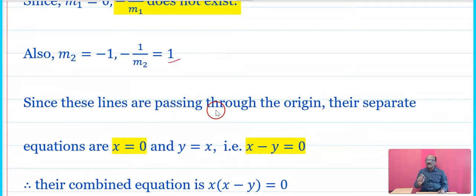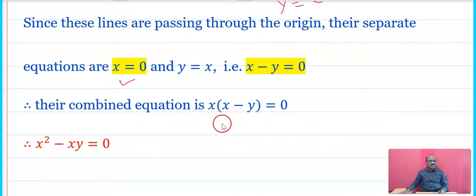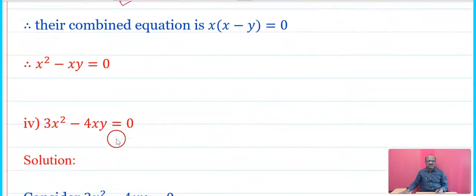Since these lines pass through the origin, we write their separate equations. Equation of the first line is x = 0, because it is the y-axis. And the equation of the other line is y = mx. The value of m is 1, which gives y = x, and therefore x - y = 0. Therefore their joint equation is x(x - y) = 0, and therefore the joint equation is x square - xy = 0.